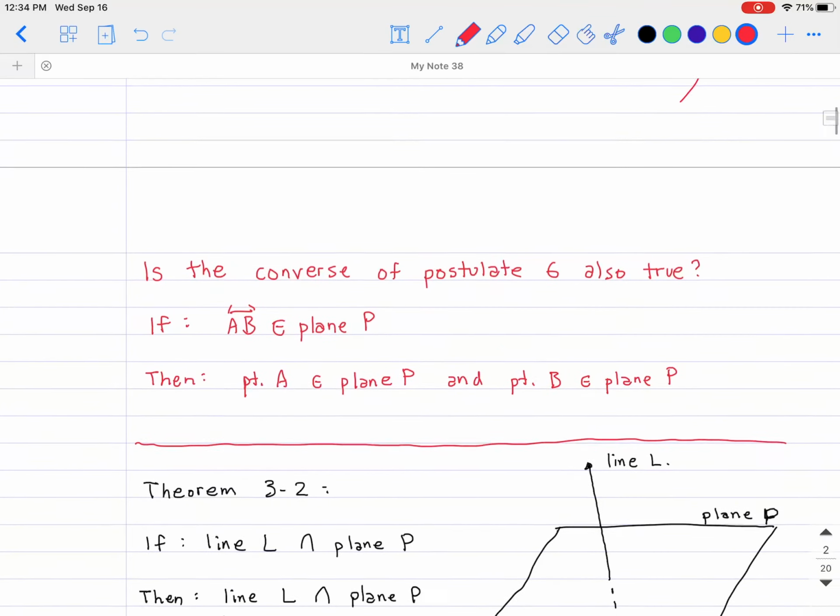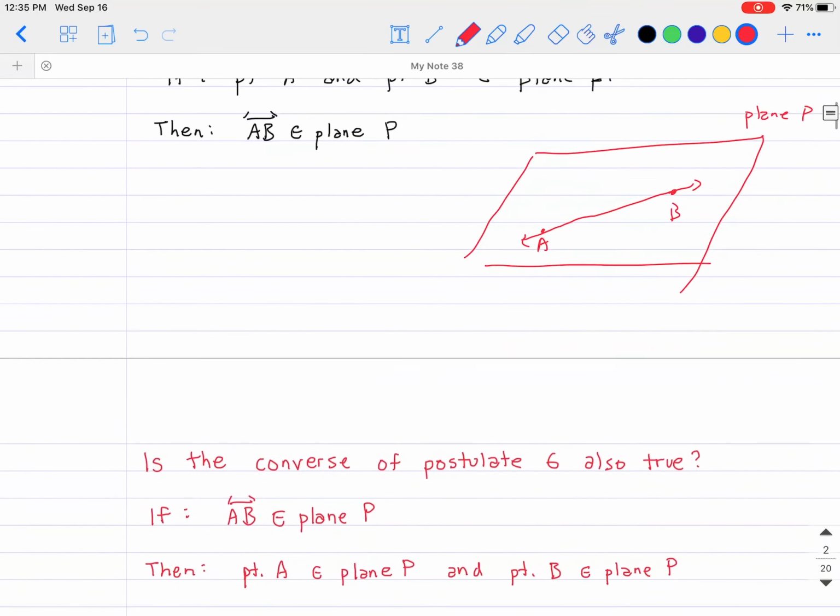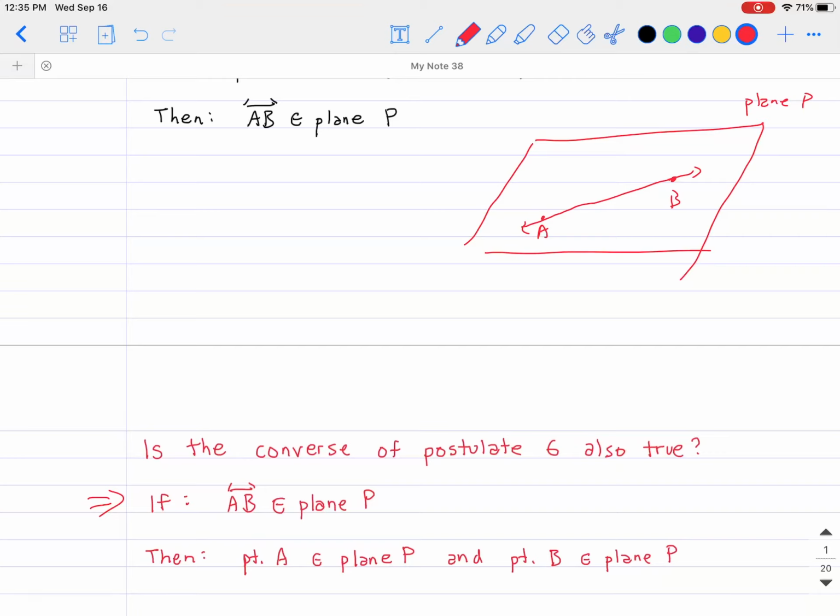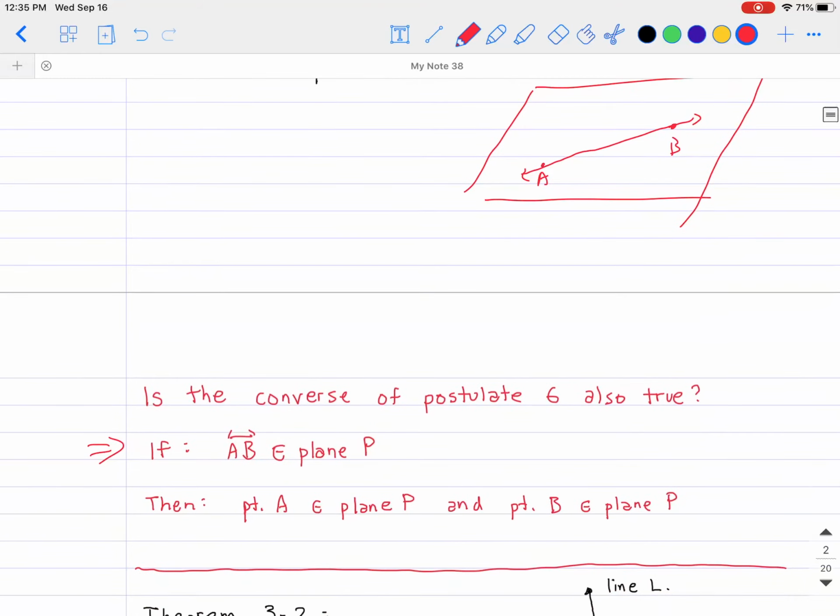All right. Next, is the converse of it true? Here I'm looking at the same statement, but I'm going to flip the if and then, and I want to know if that's true. That is to say, if line AB is on the plane, is it true that point A is on the plane and point B is on the plane? Well, that hopefully is true, because if the line's on the plane, then every single point of that line should be on the plane, A and B being those points. So yeah, definitely the converse is going to be true, and if anything, it's pretty trivial.